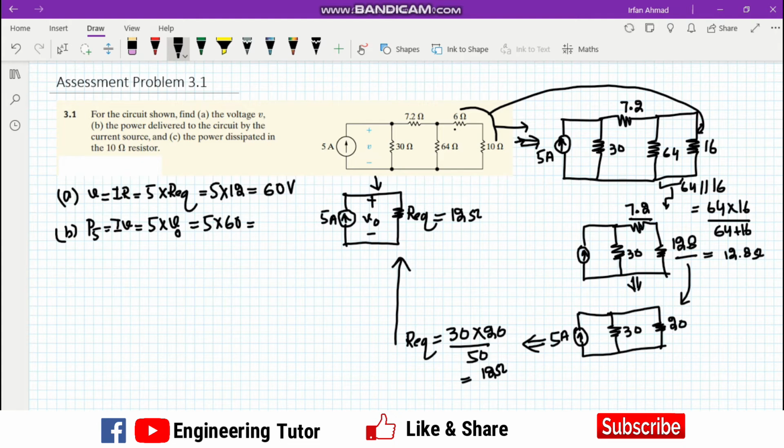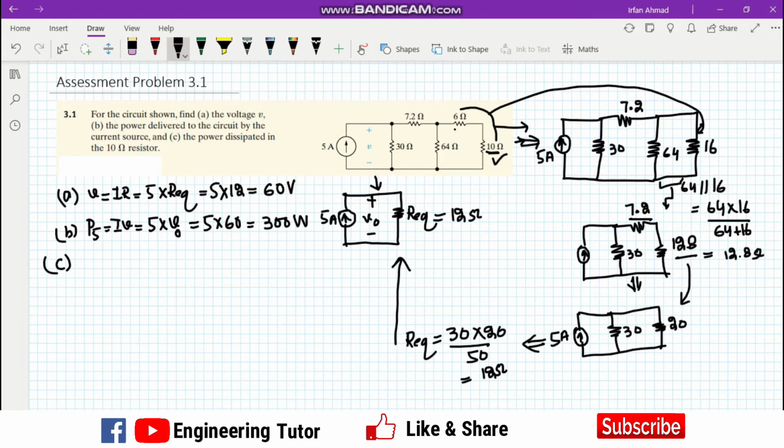So this is now 300 watts. So we have calculated what we wanted. We have calculated this thing here. So now for part C, we have to find out the power dissipated in this 10 ohm resistor.